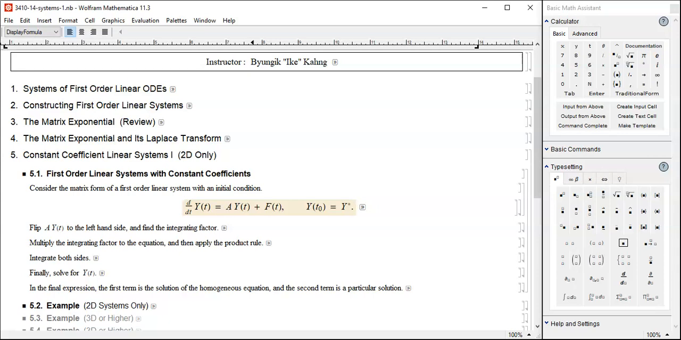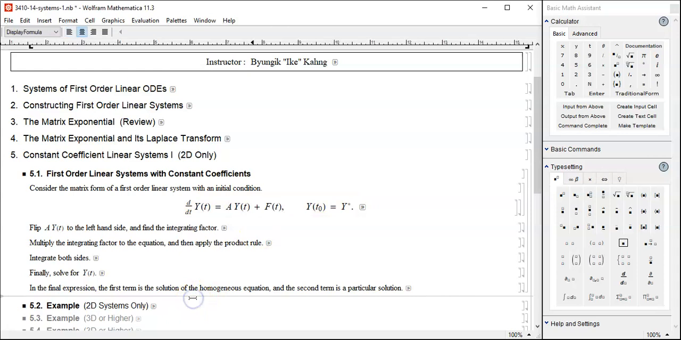A first-order, non-homogeneous system of linear ordinary differential equations with constant coefficient matrix. Again, A is a constant coefficient matrix. If you have A of t, things are far more difficult. Now, previously, we didn't have this part because we had been dealing with only homogeneous systems. Now we have to consider the non-homogeneous part.